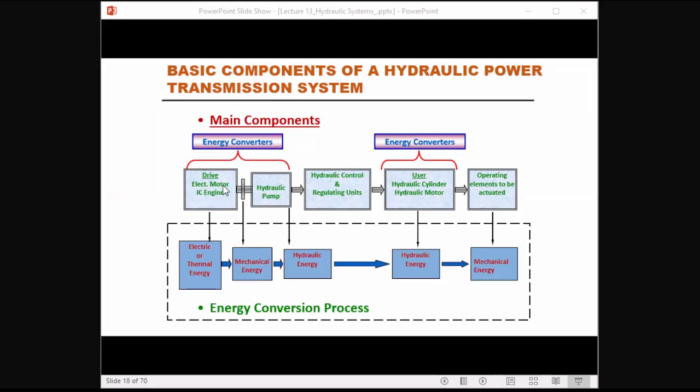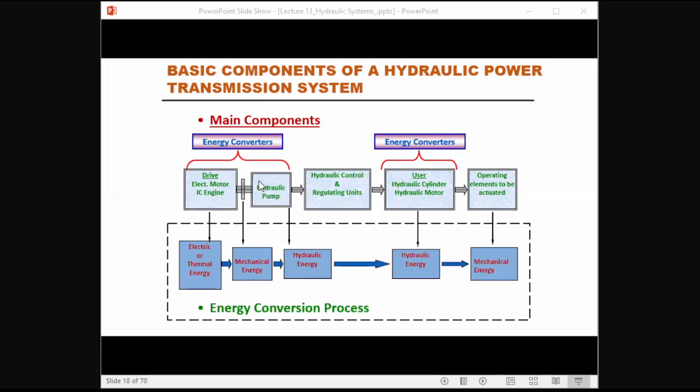When we use a motor, we can say it is electrical energy. When you are using an IC engine, internal combustion engine, it's called thermal power, thermal energy.